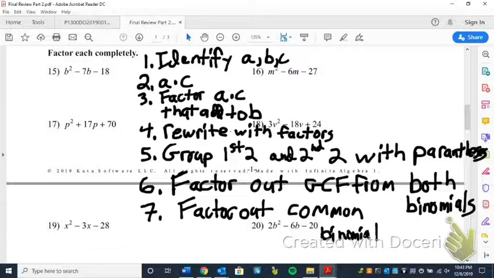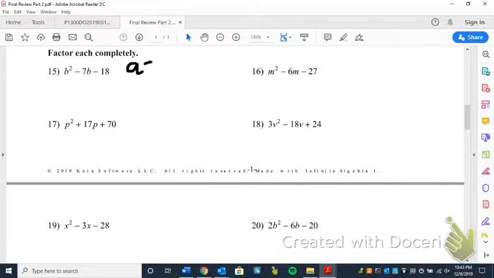We then group the first 2 and the second 2 with parentheses. I'll show you what that looks like in just a minute. Factor out the greatest common factor from both binomials, where you'll be thankful that we put all that work in on worksheet number 1. And then factor out the common binomial. So this is how this works.